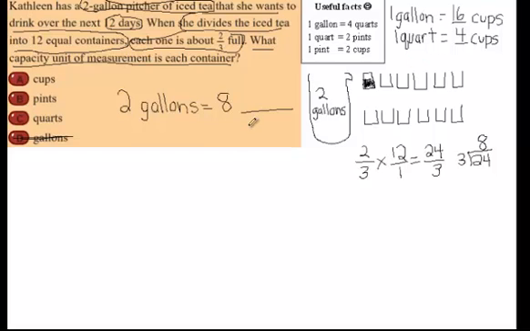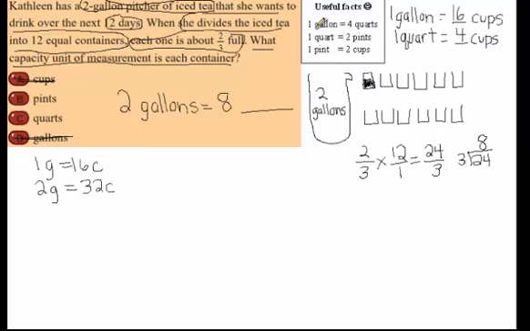Now wait a minute. If 1 gallon is 16 cups, I'm going to write that over here. 2 gallons, you could probably do that in your head. That's just 16 and 16. That's 32 cups. 2 gallons is 32 cups, not 8 cups. That's not it. All right, let's keep going.